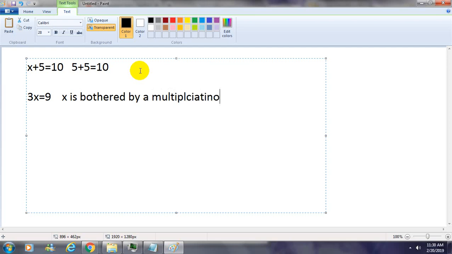Multiplication, okay? Something like that. X is bothered by a multiplication, so you have to get x alone. Now remember what the inverse of a multiplication is? The inverse of a multiplication is a division. So, you have 3x equals 9.